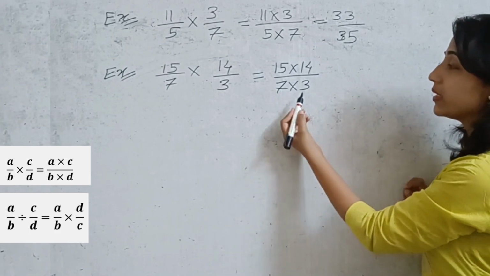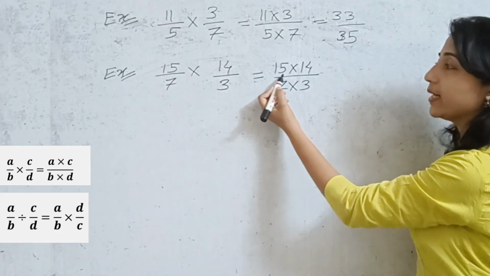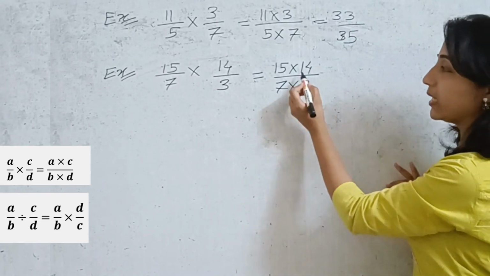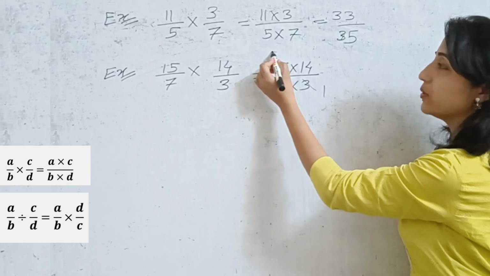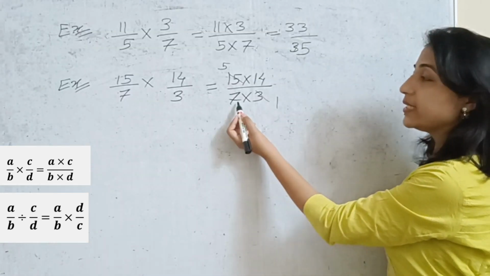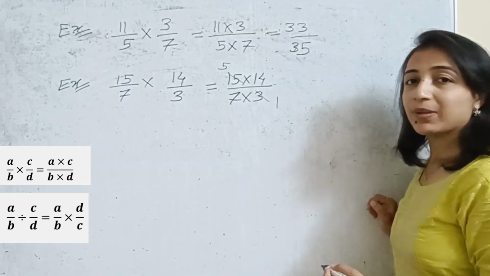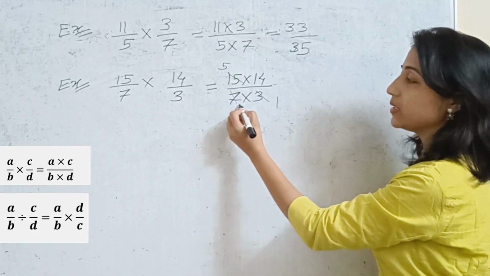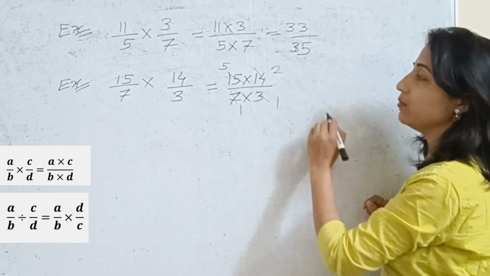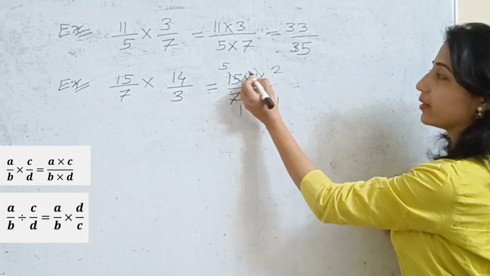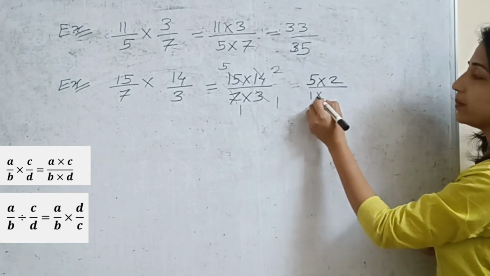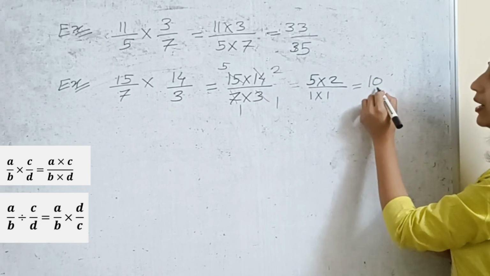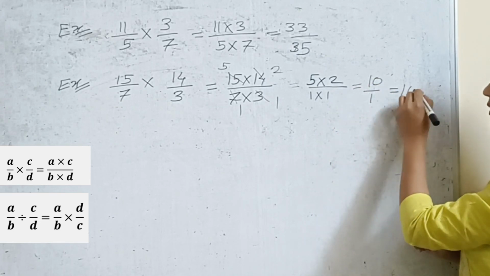For example, this 3 and 15 both are contained in the table of 3. So we can cancel out both numbers by 3. So 3 ones are 3, 3 fives are 15. Here 7 and 14 are also contained in the table of 7. So you can cancel out: 7 ones are 7, 7 twos are 14. So here the numerator is 5 multiplied by 2 and the denominator is 1 multiplied by 1. That means 10 by 1, and that is nothing but 10.